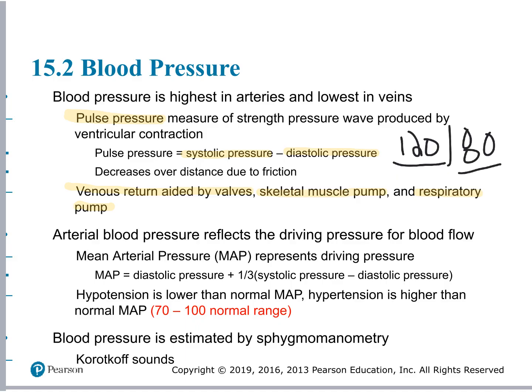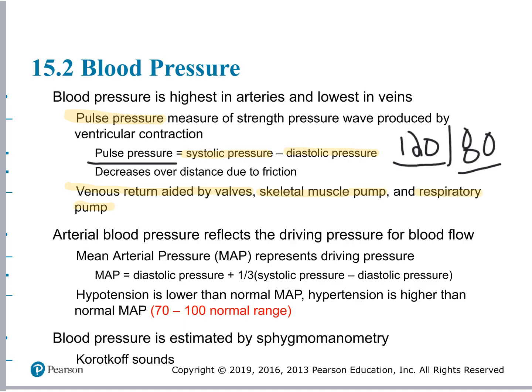So if I ask you on the test, what is the pulse pressure, and I give you a blood pressure reading of 120 over 80, you would take the systolic pressure 120 and subtract 80, the diastolic pressure, and you come up with 40. So 40 would be the pulse pressure. So don't be surprised if you have to do that on the exam.